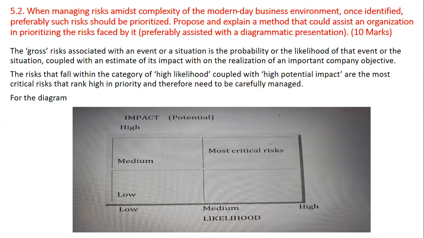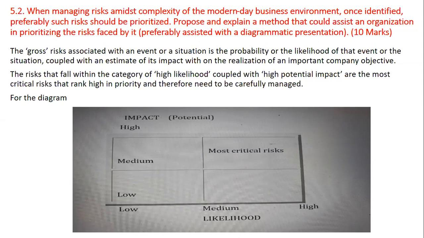That means the chance of this happening is high, and if it happens, the impact, the risk, is high. These are the most critical risks, and those are what we need to identify. Critical risks are high priority and therefore need to be carefully managed.